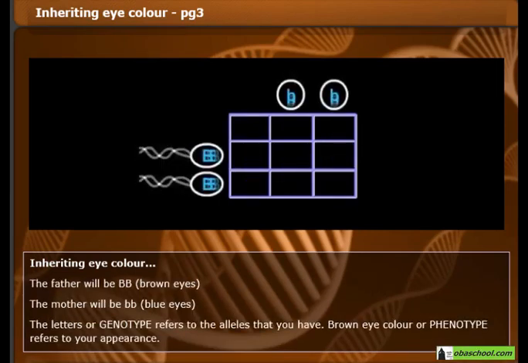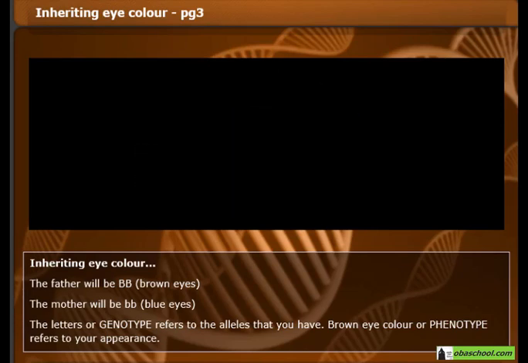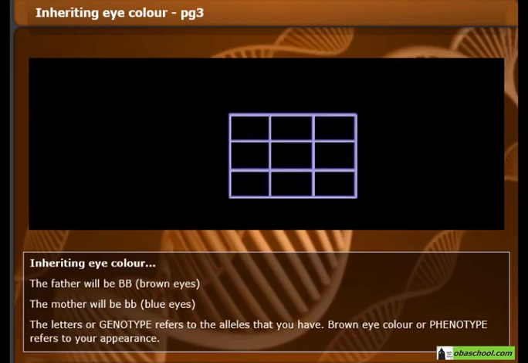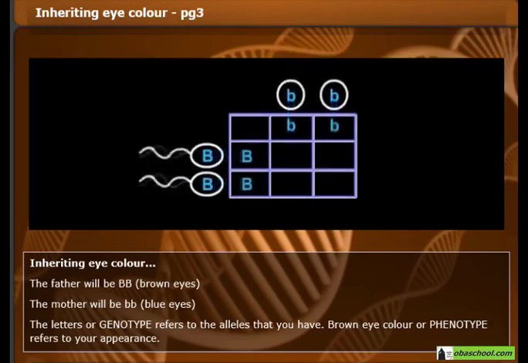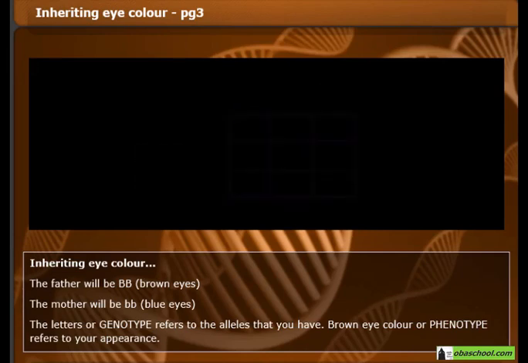Inheriting eye colour. The father will be a big B, brown eyes. The mother will be little b, blue eyes. The letters or genotype refers to the alleles that you have. Brown eye colour or phenotype refers to your appearance.